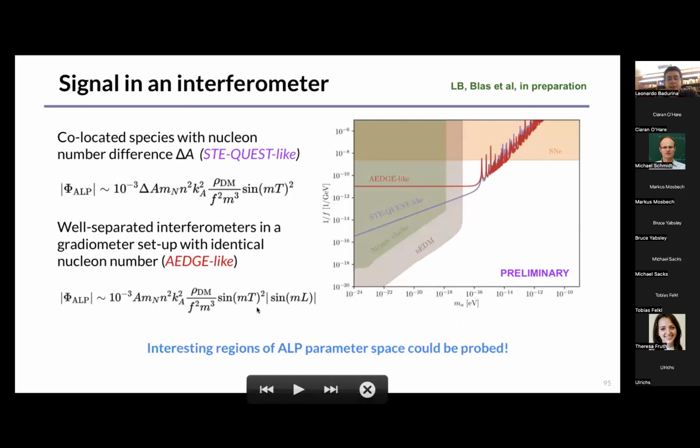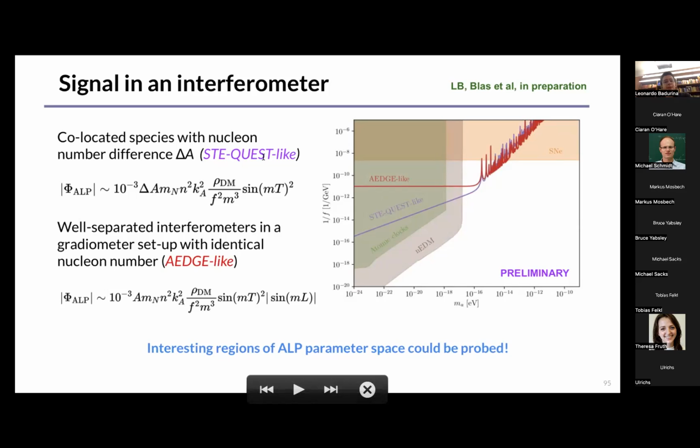And so, as I mentioned at the start of this talk, since atom interferometers are excellent accelerometers, they're sensitive to accelerations, it is quite straightforward to calculate what the leading order effect from such an effect would be. Indeed, this is what I calculated. This is a preliminary plot, so take it with a grain of salt.